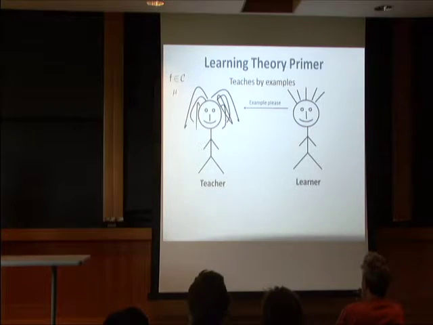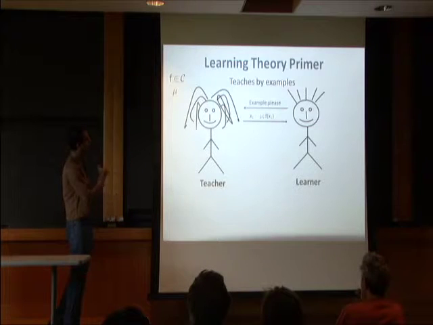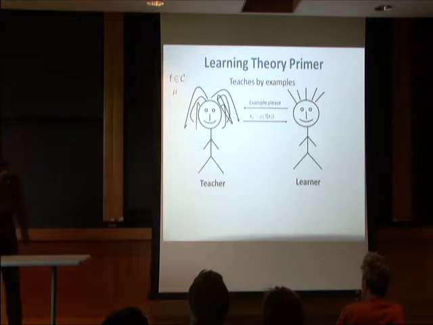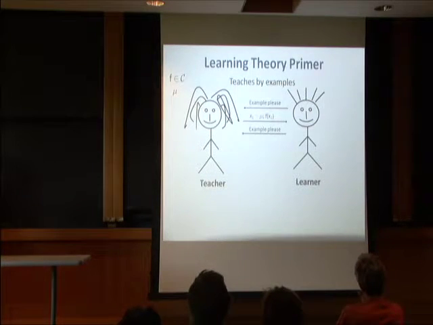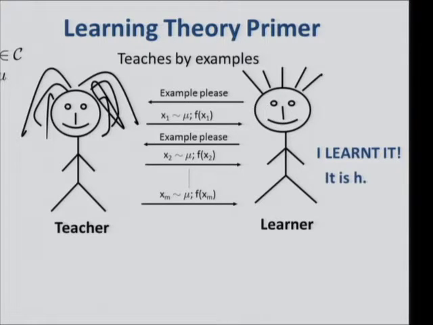The learner keeps asking for an example, and all the teacher does is sample a point from the domain according to this distribution mu and give that point as well as the value of the function on that point. The learner probably hasn't yet learned, so he asks for more examples, and the teacher repeats the process. After m examples, the learner declares, well, I have learned it, I think it's H. Now the teacher tests the learner in the following way: she picks a point again according to mu, and the learner has to be able to answer the value of that function, H of X_Q.